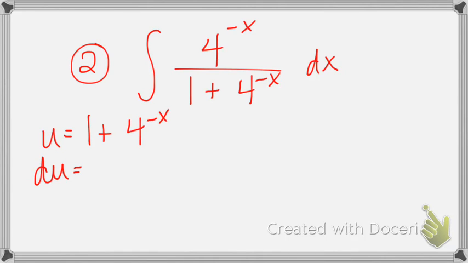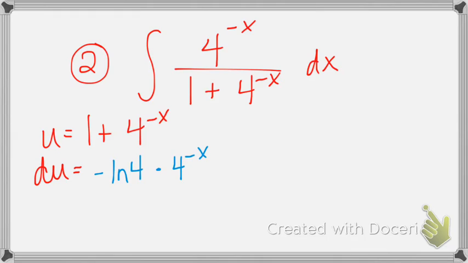Okay, think about the derivative here. Natural log of 4 times 4 to the negative x times negative 1, because of the derivative of the power. Questions about du? I know it's ugly. Where did the negative 1 come from? The derivative of the power is negative 1, so you have to multiply by negative 1.